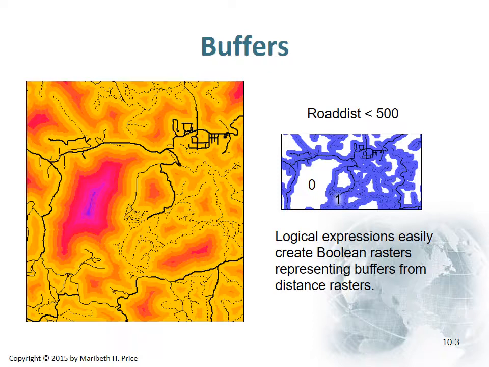So you generate distances first, then query the distance away from the features, in this case a road network. We want the cells that are less than 500 meters away from the road, or 500 feet away from the road. We don't know the units. Those are true, shown as blue, and the zeros are false, shown as white. Okay, so here's how we can model buffers using raster data.